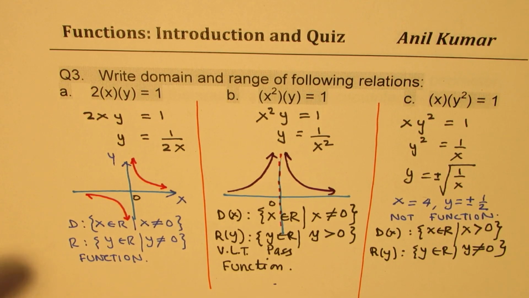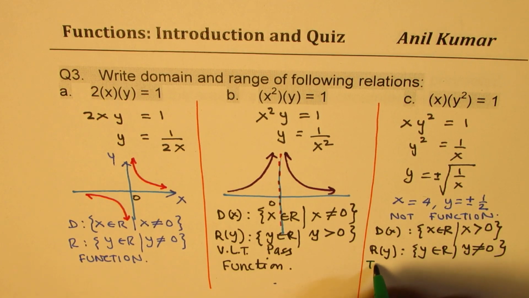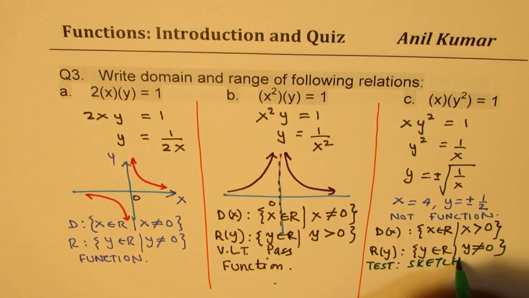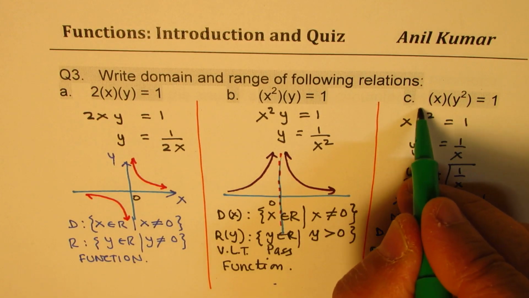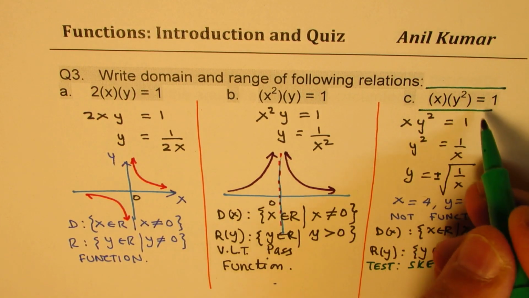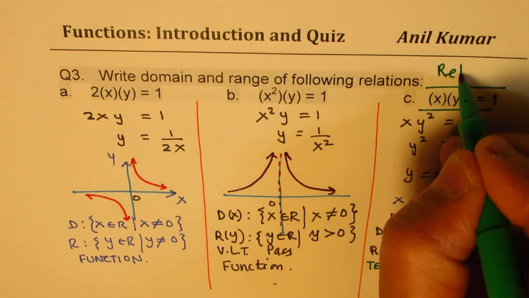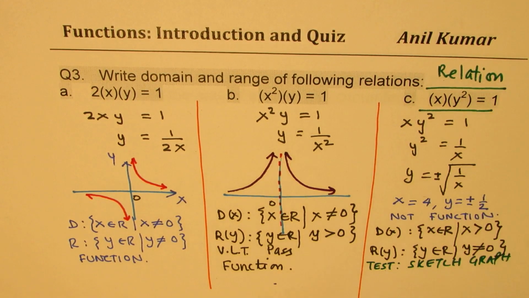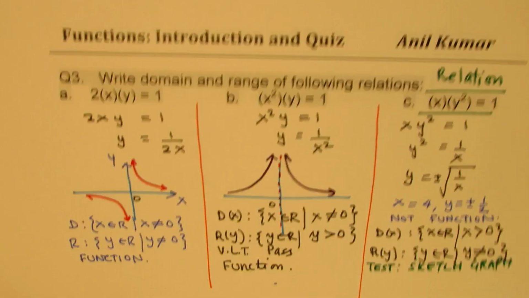Perfect. Now, I'm not sketching this, but that is your exercise. So your test is sketch graph. Is that clear? Of this particular function. No, not this particular relation. It is not a function, right? And then once you sketch a graph, use vertical line test to show that this is not a function. Okay? Let's move on and take question number 4 now.